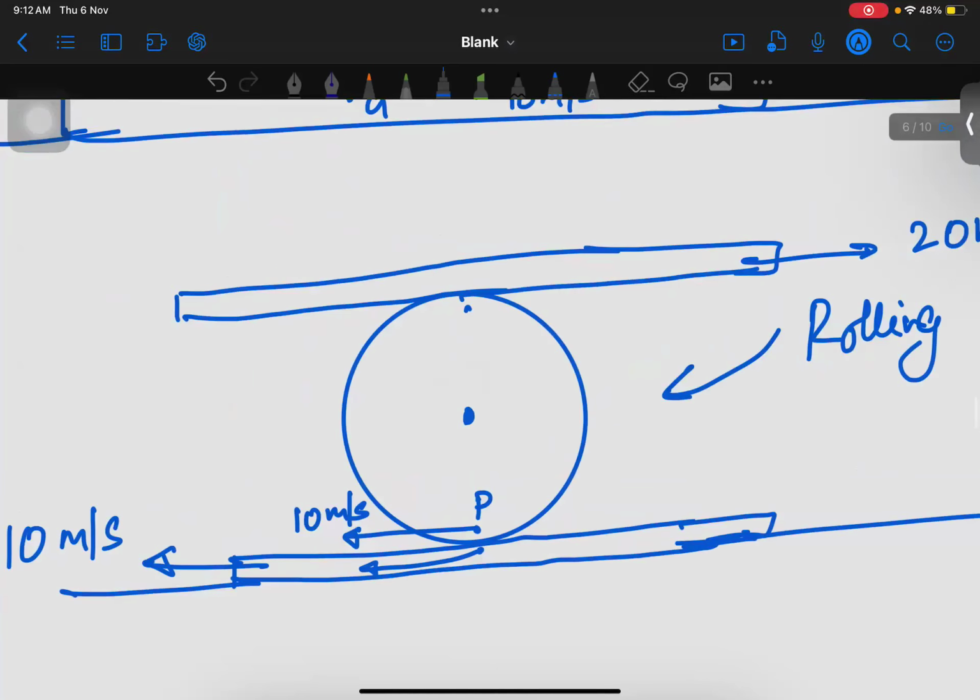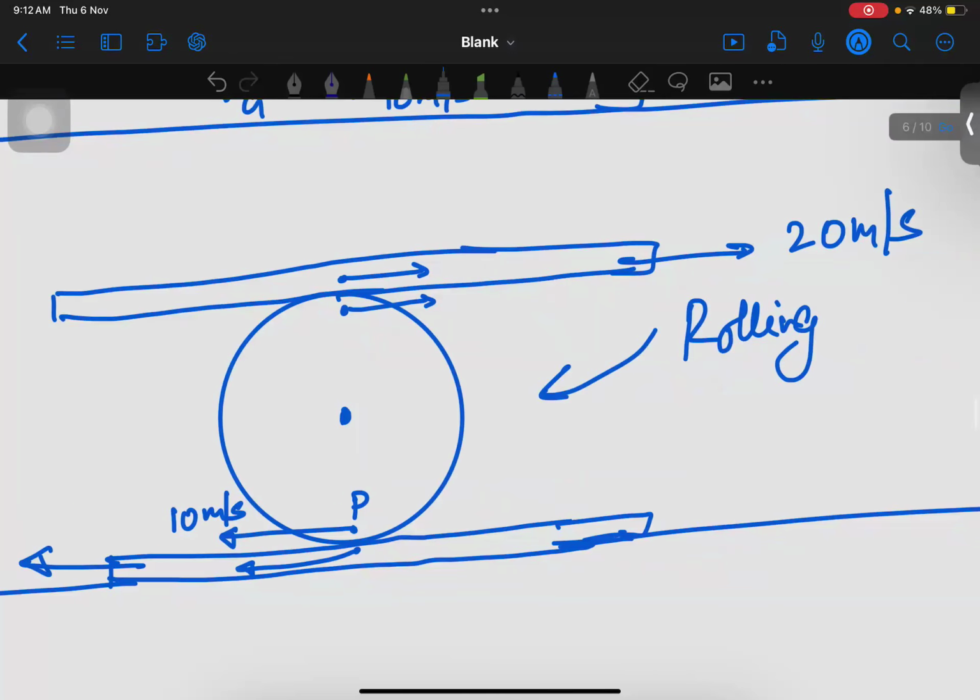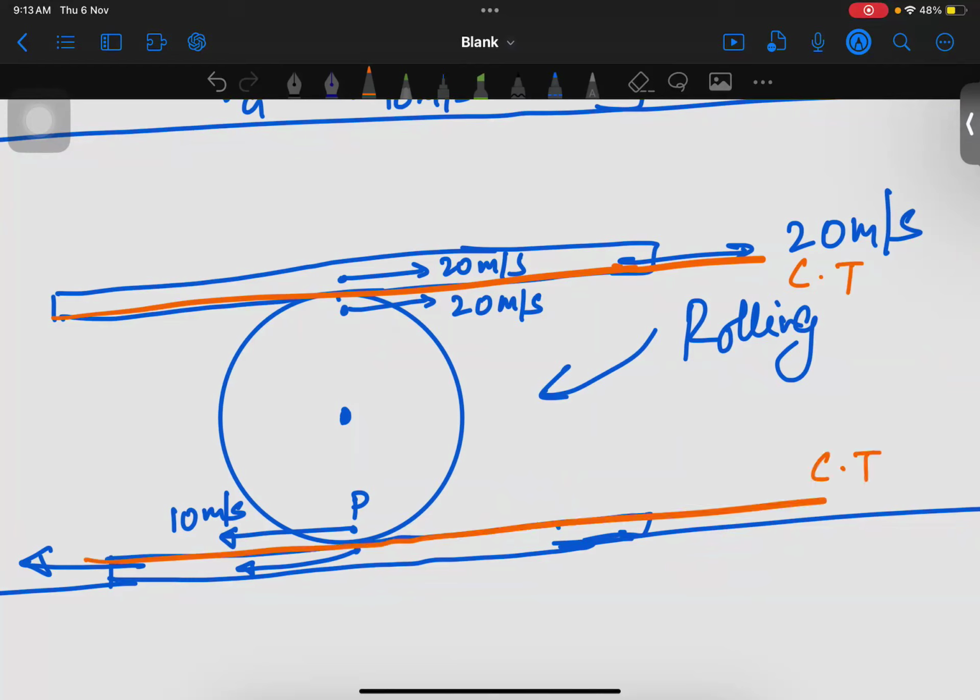In the same way, at the top point also, the two velocities must match. So it would be how much in this case? 20 meters per second. And this particular direction is also known as the common tangent direction at the top. This one over here is the common tangent. It means it's tangential to both the surfaces which are in contact, the sphere as well as the plank. Right?